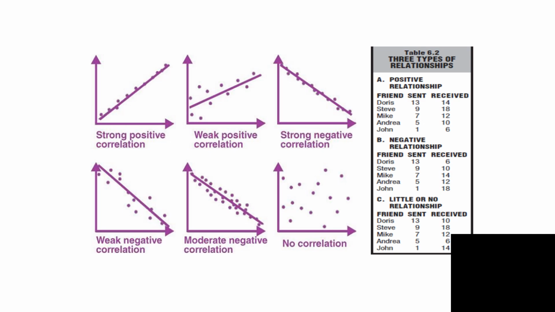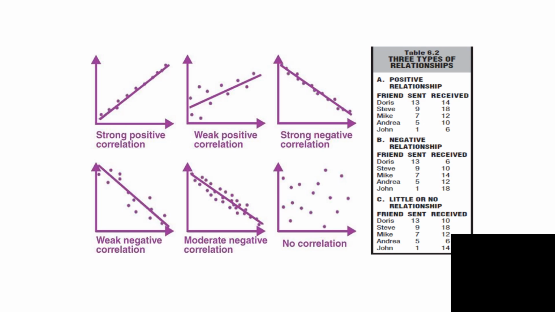In this slide, we are also going to discuss the positive relationship, negative relationship, and little or no relationship. We can discuss this with an example. Consider a group of friends sending and receiving greeting cards between them. Doris sent 13 cards and received 14 cards. That means for both input as well as output, he is getting the same way. If he sends more cards, he gets more cards; if John sends fewer cards, he gets fewer cards. So it is a positive relationship.